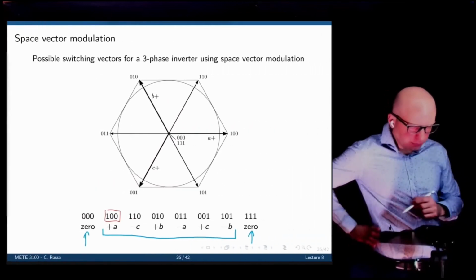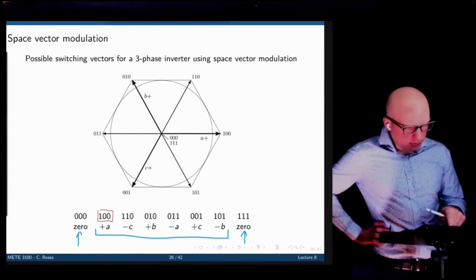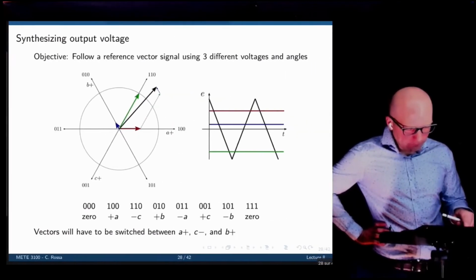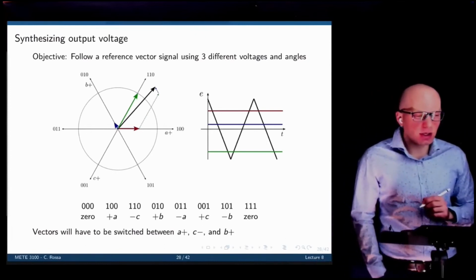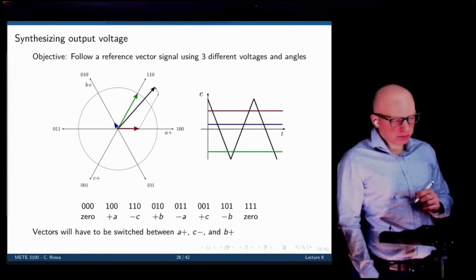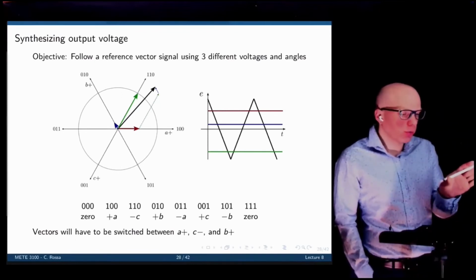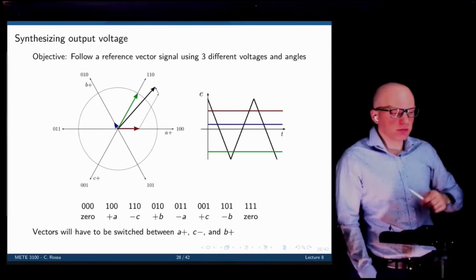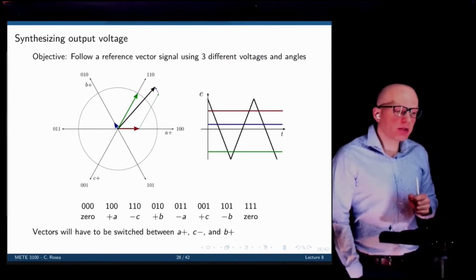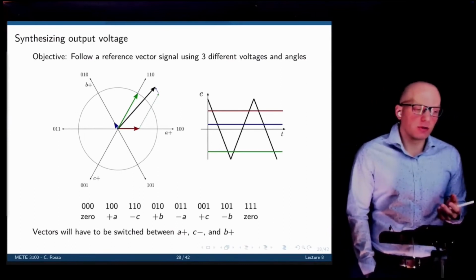Okay. Now let's see what we do with this. Let's assume that the vector we want to create is the black vector. This is the position of the rotor we want. And then you're going to take that black vector and make that rotate at a given speed. We need to create that black vector. We don't have access to it.